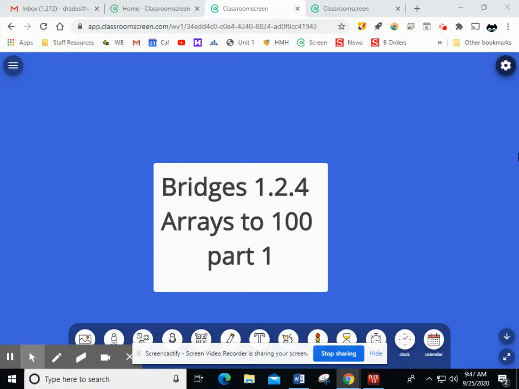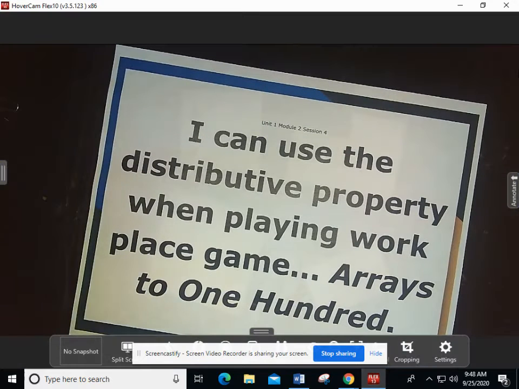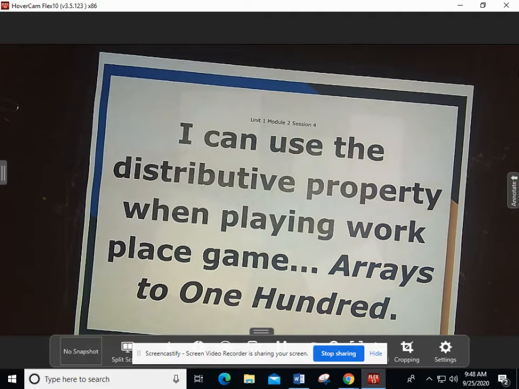Okay, so we are getting ready for our Bridges 1.2.4 lesson, Arrays to 100. This is part 1. Since for us this is Friday, but for you at home when you're going to do this, it's Monday. We've had to do something before we began, and so we have a shorter lesson today. So on Monday, you guys will have a shorter lesson. So let's check what our learning target is. And this is what we will be working on for the next 2 lessons.